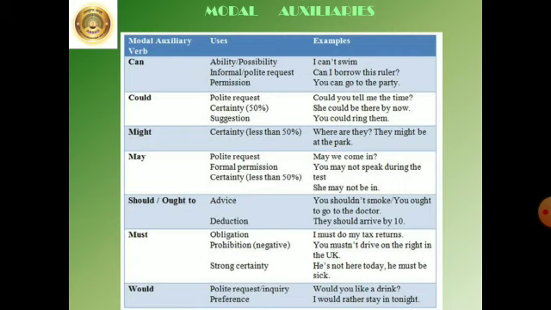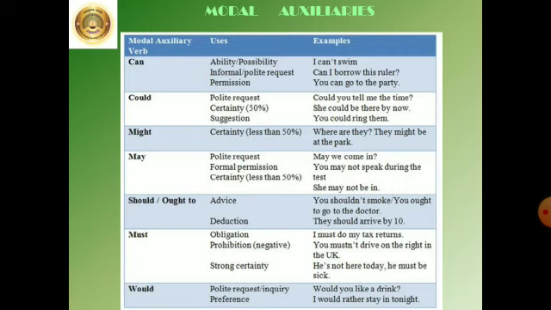May we come in? You may not speak during the test. She may not be in. The next modal auxiliary is "should" or "ought to." Advice and deduction. Advice: You shouldn't smoke. You ought to go to the doctor.